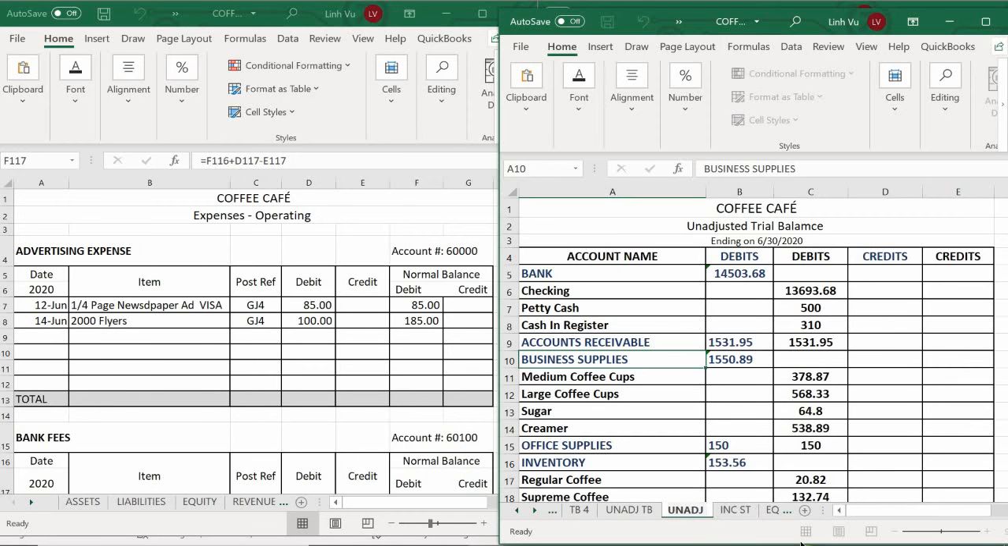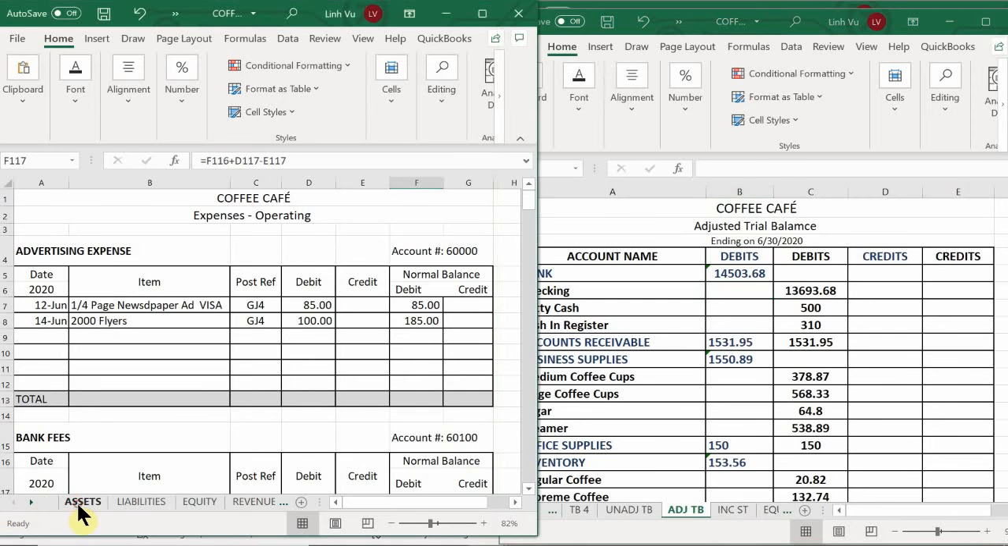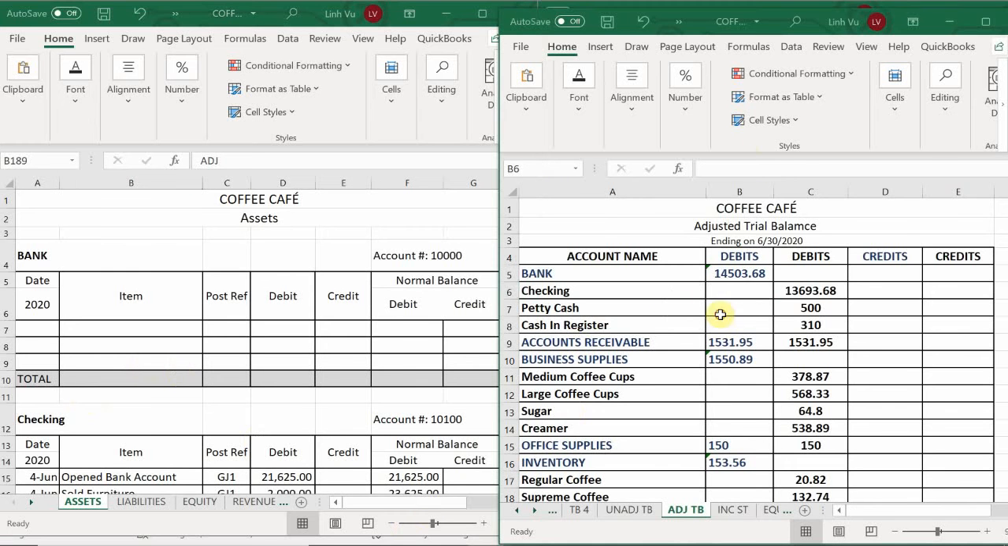So, oops, I went too far there. So I have my adjusted trial balance, okay? And I'm going to rename my form. Call it adjusted trial balance for the end of the 30th, okay? So that means we're going to go through every single account and we're going to plug in all of our little balances here. So starting from the very first one, bank account, okay?